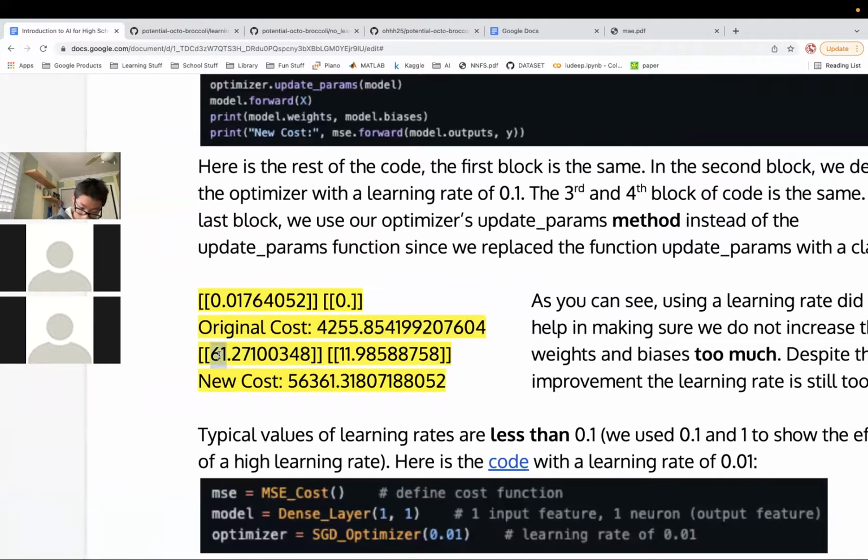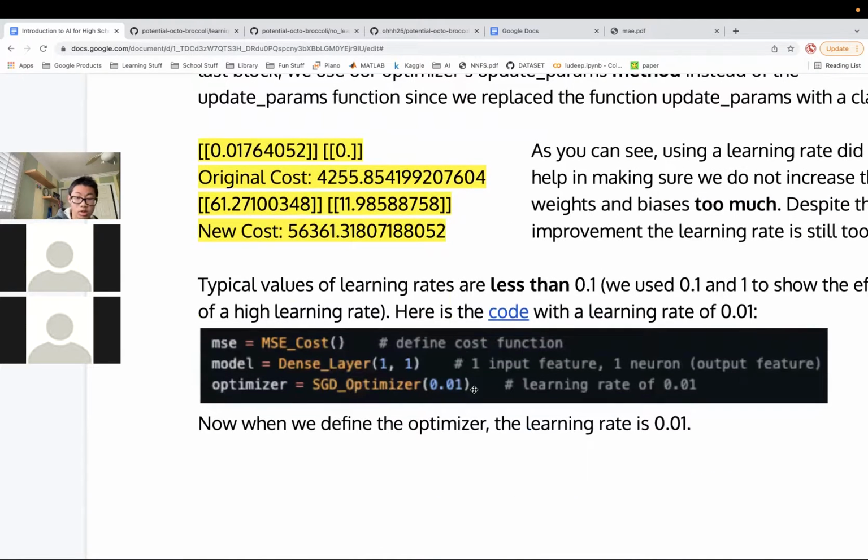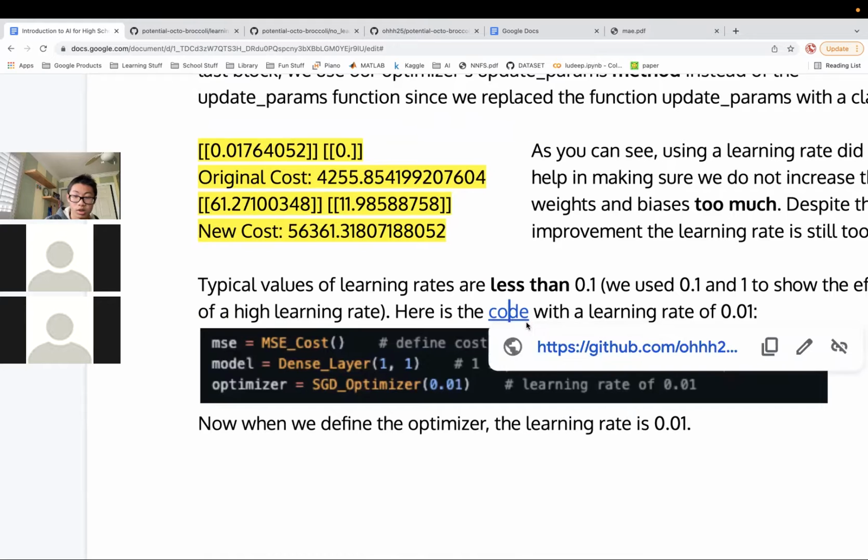And you said the weight should be 10. So we still increase too much. The bias though, the bias should be 20, but then we increased it to 11. So the bias we increased too little, but then the weight we increased too much, right? Yeah. So then what you do is we're gonna use 0.01, okay?